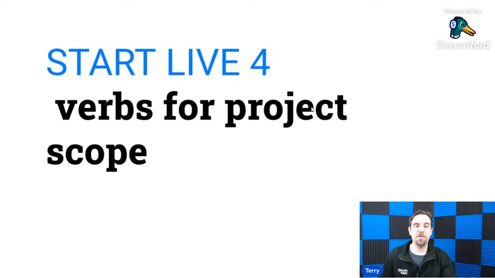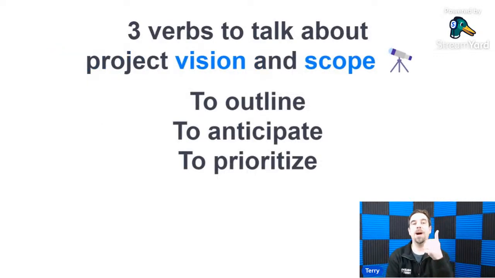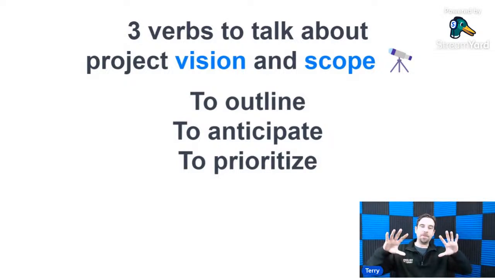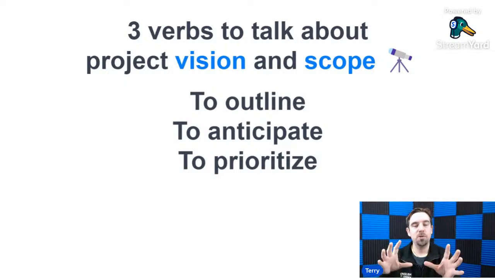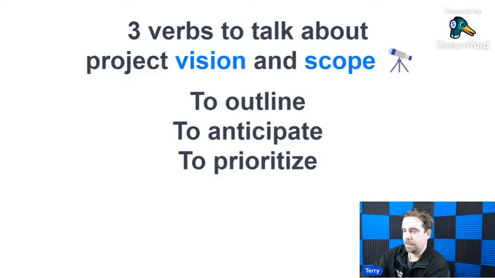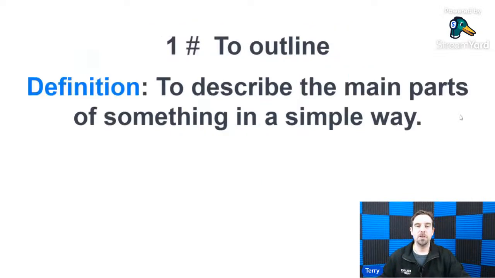Okay, so 3 verbs for project scope. We've got to outline, to anticipate, and to prioritize. So I want, at the end of this lesson, to show you how to use these verbs, how to pronounce them, and what context or what situation they happen in. Okay, so to outline, just 1 second, let me just check something. Okay, so the first verb here is to outline.